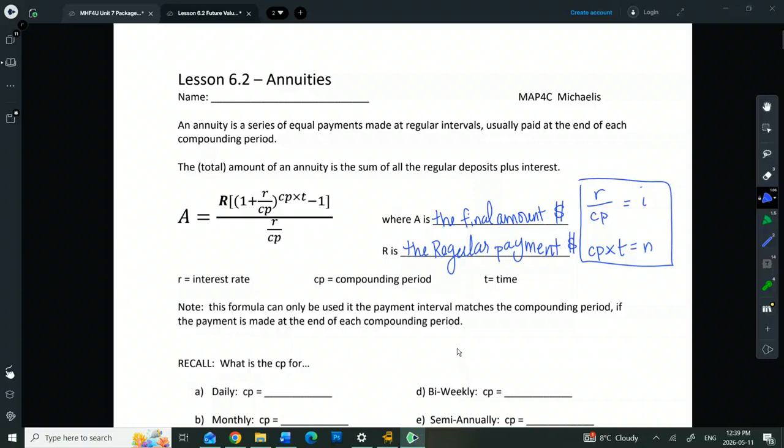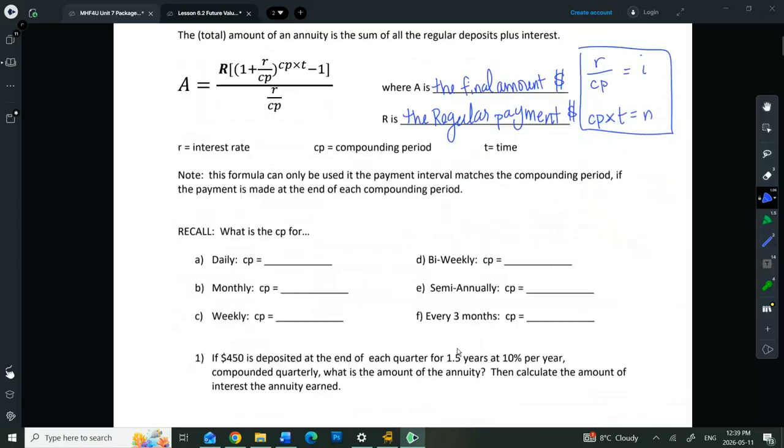So for all of the examples that we're going to do, you're always going to see that the person investing matches the compounding periods, like how often they're investing or how often they're paying something off.